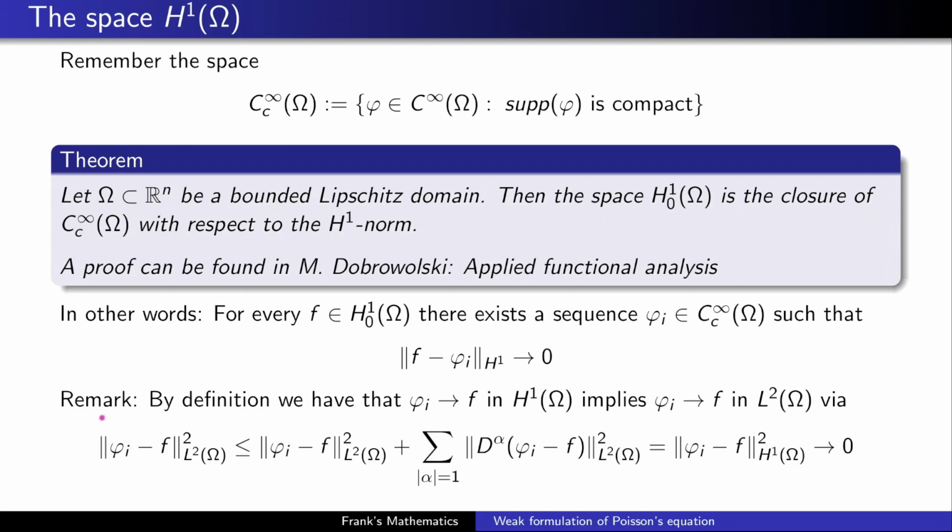Well, you can see the estimate here. It's very, very easy. Just take the L2 norm of what we want to show, which should go to 0. And this is, of course, less or equal than the H1 norm, and the H1 norm goes to 0. So this proves our point. This is just a small remark. But the result here is non-trivial, of course.